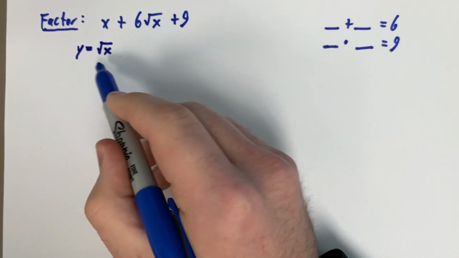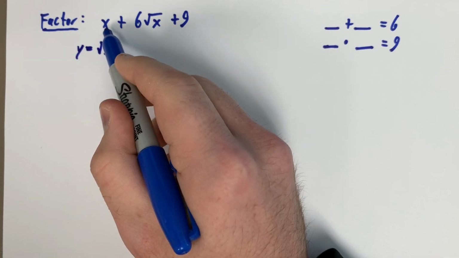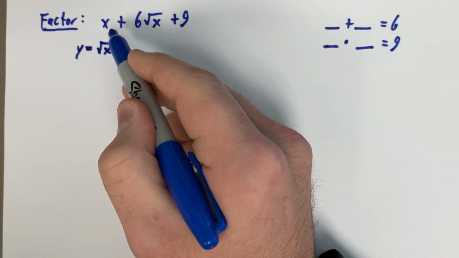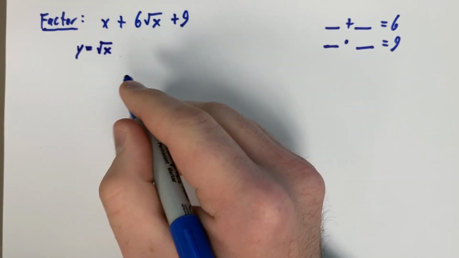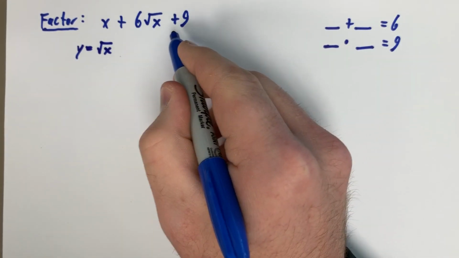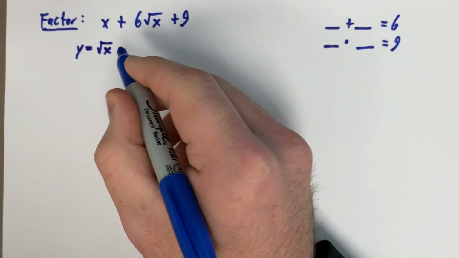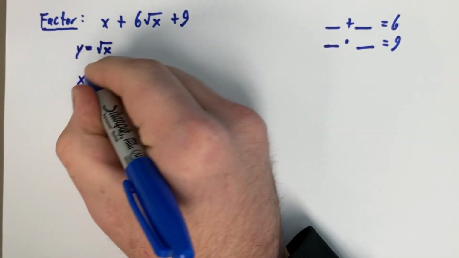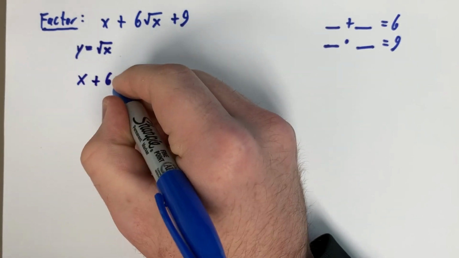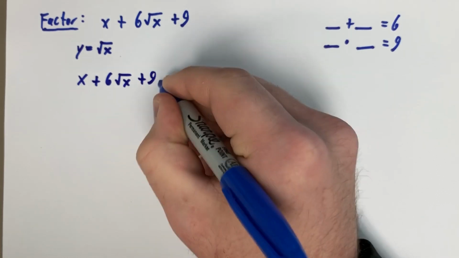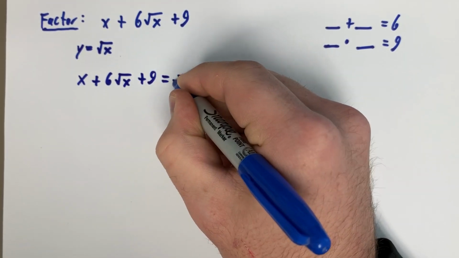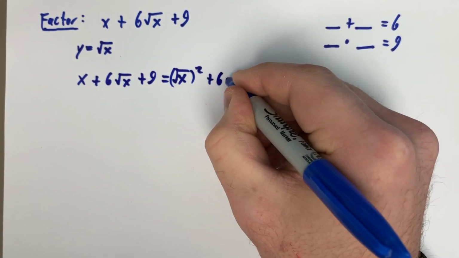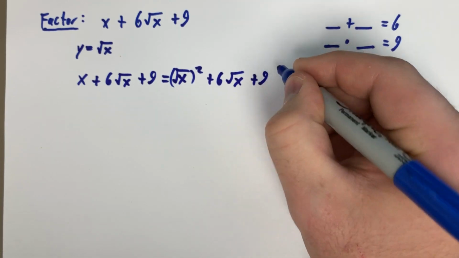And we notice that this substitution, if we look at x here, is going to be square root of x squared. This would technically be absolute value, but we're going to disregard that for the time being. So now we want to rewrite this using our substitution. So every place we see square root of x, we're going to replace it with y. So rewriting our expression, we have x plus 6 square root of x plus 9. And we note that that's the same thing as square root of x quantity squared, just in the first term here, plus 6 square root of x plus 9.